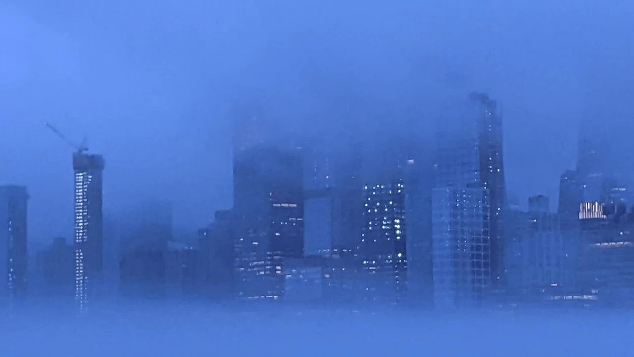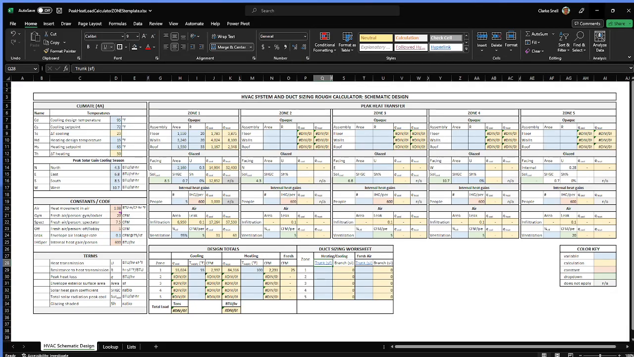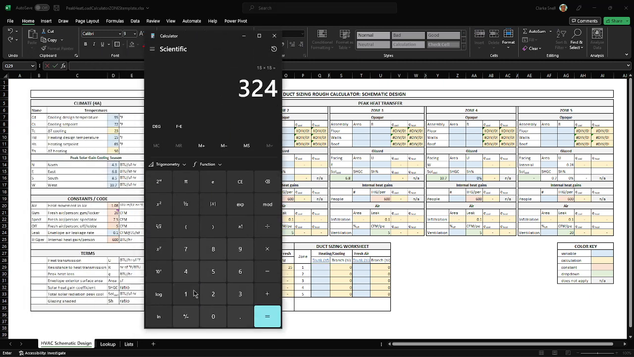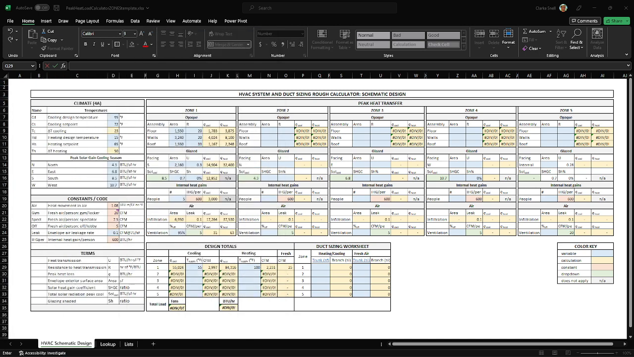So I'm going to put 324 in here. Actually, we were doing feet. I kept changing my mind if it should be feet or not. So 18 inches is 1.5 feet, times 1.5 feet, 2.25 feet.